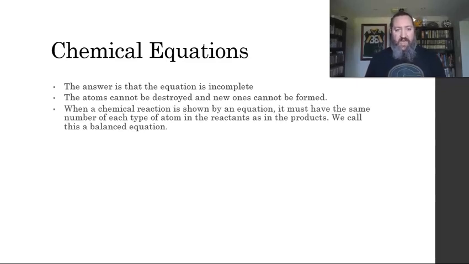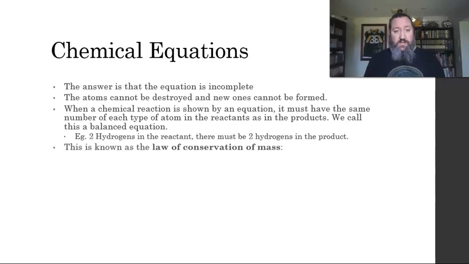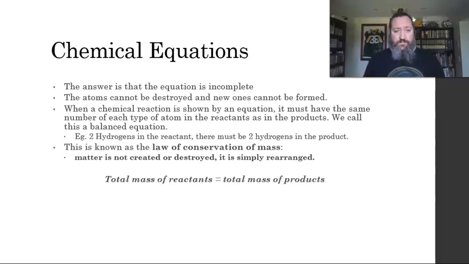We can't have atoms disappear, they don't get destroyed, they don't appear out of nowhere. So we have to have some information in the equation that tells us how many of those pieces went in and out. This is what we call a balanced equation. So there must be 2 hydrogens in the reaction. If there's 2 hydrogens in the reactants, there must be 2 hydrogens in the products. Now we call this the law of conservation of mass. We'll come back to that law a bit later, but that's the idea. You've got to have the same stuff going into the equation as whatever comes out. Specifically, the total mass of the reactants equals the total mass of the products.